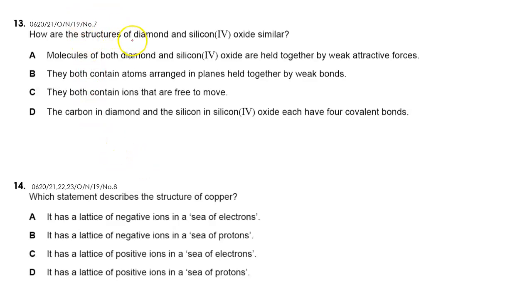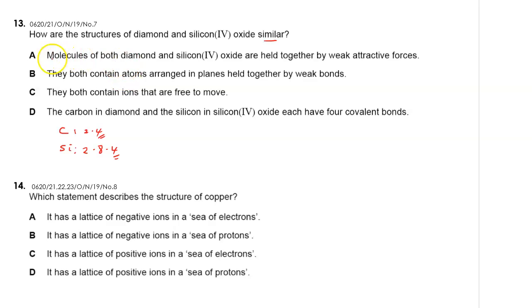How are the structures of diamond and silicon 4 oxide similar? Of course, we know that carbon has an electronic configuration of 2, 4. The electron configuration of silicon is 2, 8, 4. So both have 4 electrons in the outer shell, as you can see right there. So how are the structures of these similar?